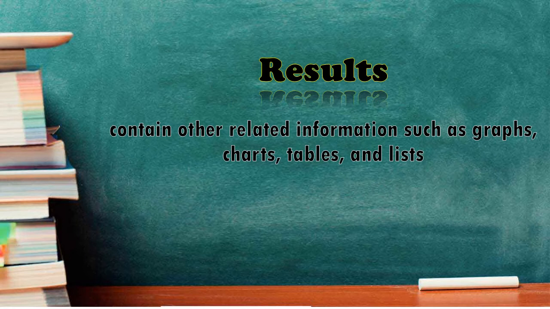And then for the results, this contains other related information such as graphs, charts, tables, and list of your research. So the results section is where you report the findings of your study based upon the methodology or methodologies you applied to gather information. The results section should state the findings of the research arranged in a logical sequence without bias or interpretation.